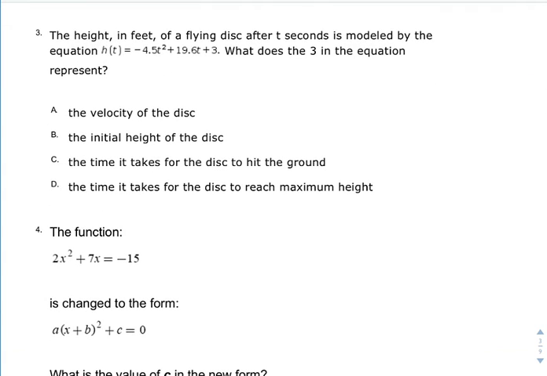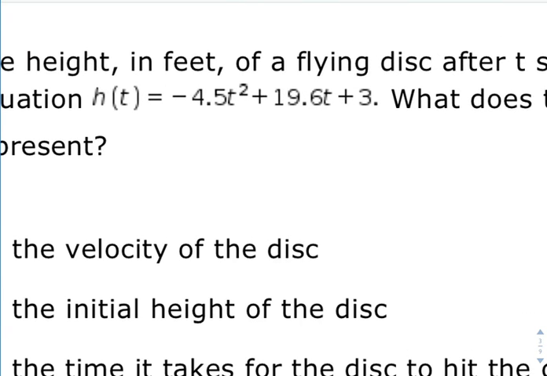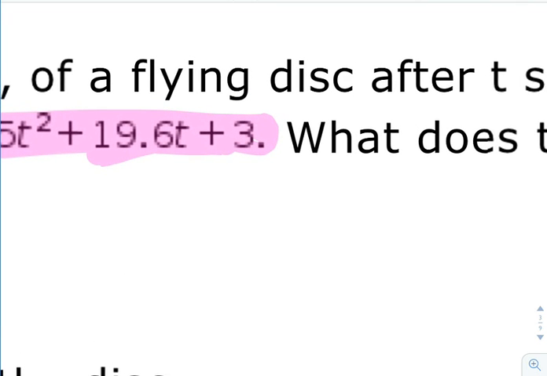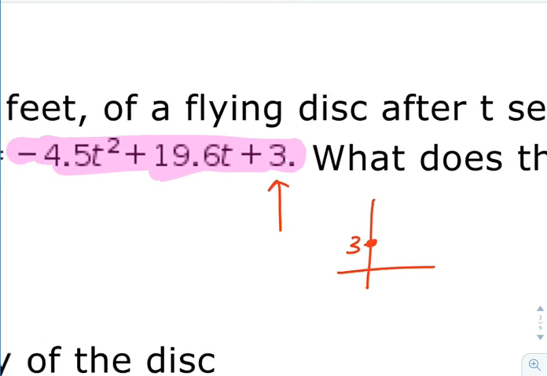Height in feet of a flying disc after so many seconds is modeled by the equation h of t. In other words, height as a function of time, or height according to time, is this function here. What does the 3 in the equation represent? Well, this one's pretty easy. This is the starting height. That's the starting value. In other words, that's known as the y-intercept, right? It's right there. It's at 3. So the graph is starting right there.